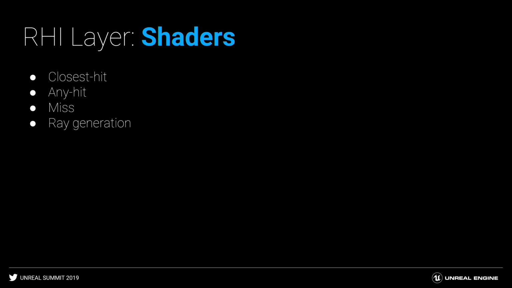So let's talk about the different shader types that we expose. In 4.22, we support from DXR the closest hit shader, the any hit shader, the miss shader, and the ray generation shader. Notable omissions are that 4.22 does not ship with support for intersection shaders or callable shaders. However, I think two weeks ago, we checked in support for both of these into dev rendering, so support for both those shader types should be in 4.23.